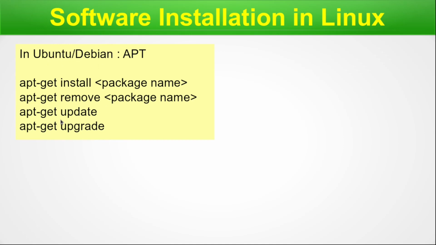sudo, and we use apt update to update the packages and upgrade to upgrade the packages already installed. Say we have a package version 1.01, we get a 1.05. So for that upgradation, we use apt-get upgrade. So all these 4 commands are used for the command line installation.